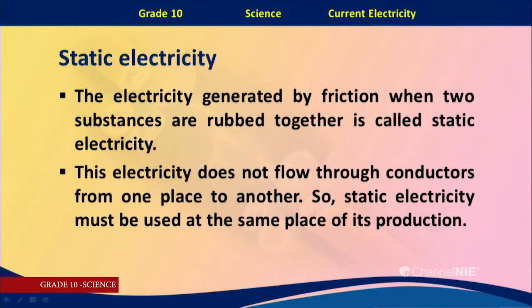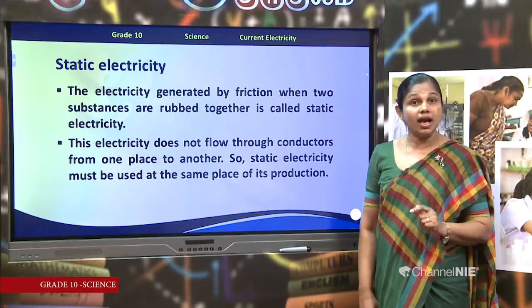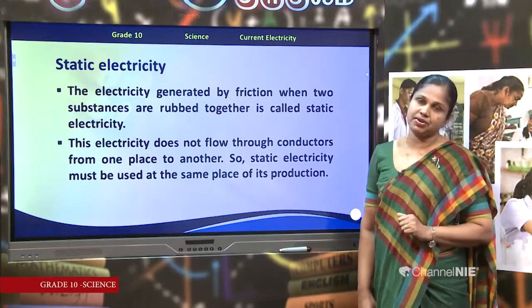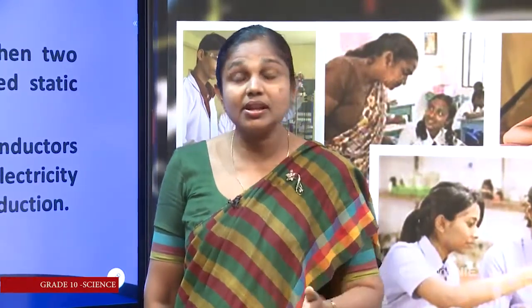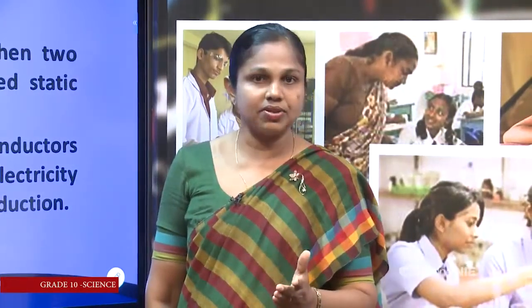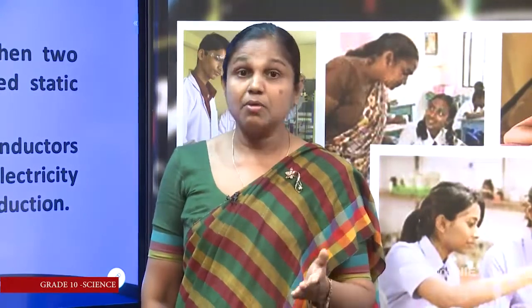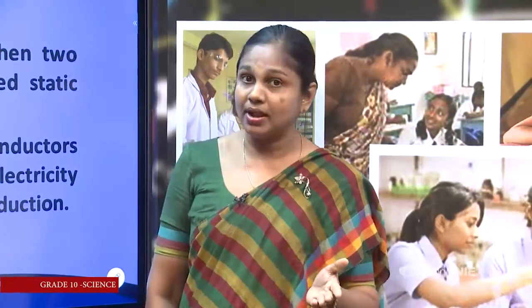Especially, this electricity does not flow through conductors from one place to another. So, this electricity must be used at the same place of its production. This is the difference between current electricity and static electricity. Static electricity cannot be conducted through external conductors from one place to another, but current electricity can be transmitted from one place to another through conductors or through cables.